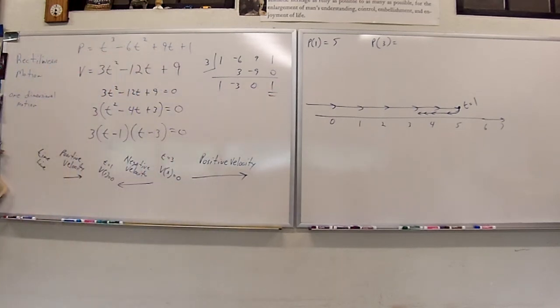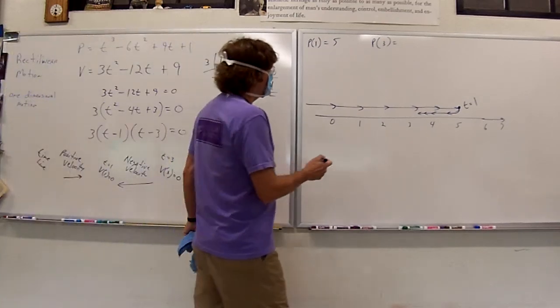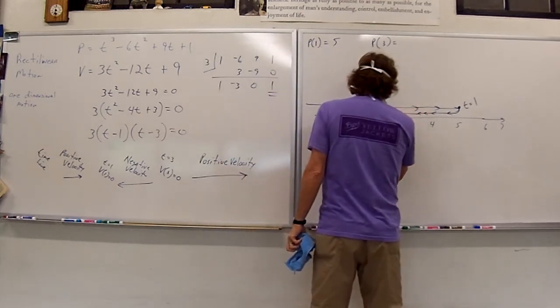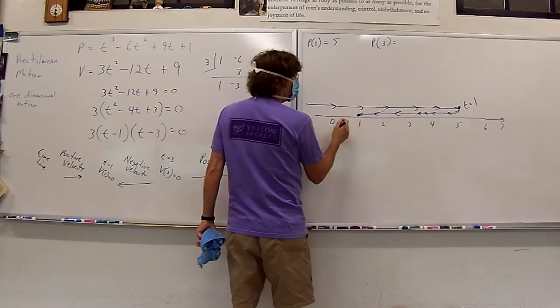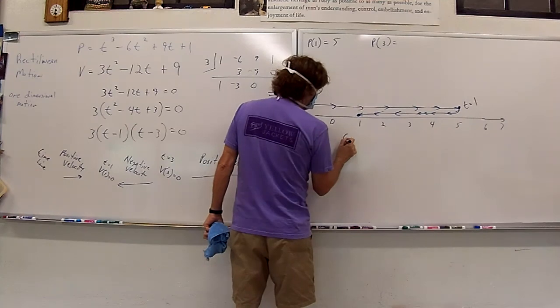Y'all remember doing synthetic substitution somewhere back there? And you thought, why would I ever want to do that? Well, imagine this being like t to the 5th in a really long polynomial, and you wanted to know what the value was. Synthetic substitution is very handy. Is that all right? And you get 1. So it backs up until it gets to 1. And the position is 1, but what's the time right there? The time is how much? T equals 3. Right there.